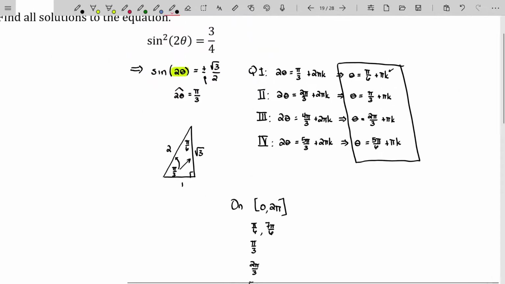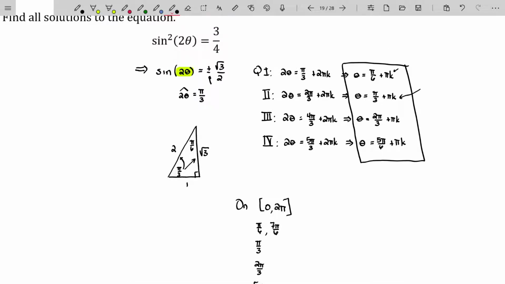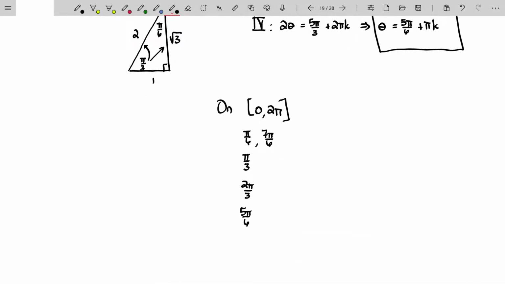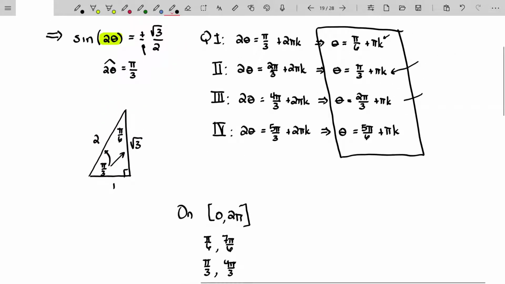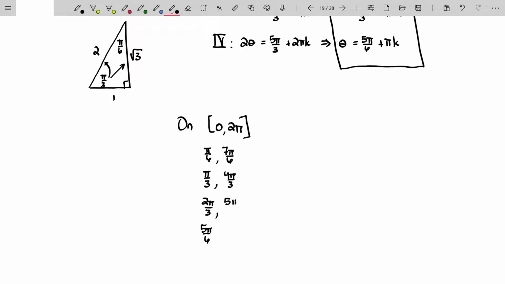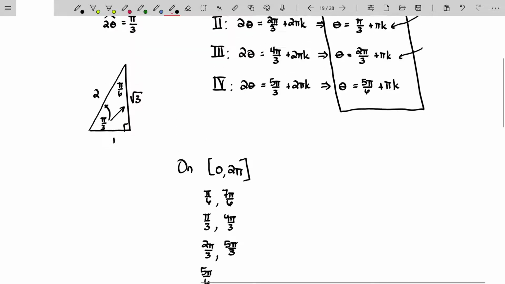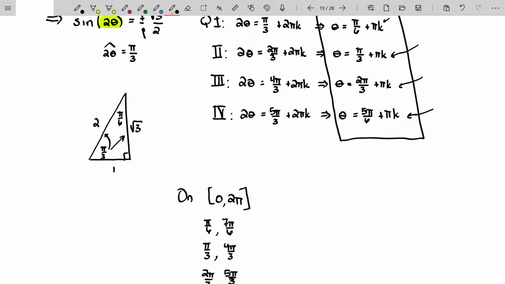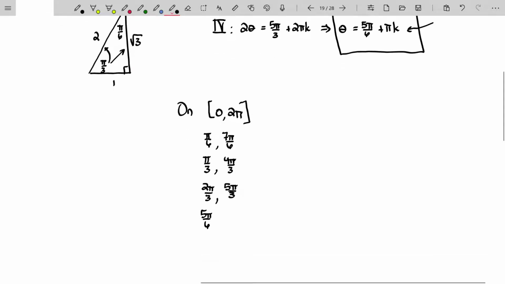If you went to the next equation and let k equal 1, you'd have pi over 3 plus pi, and that would be 4 pi over 3, which is not in that list, so I'd have 4 pi over 3. If you go to the next equation and let k equal 1, you'd have 2 pi over 3 plus pi, which is 5 pi over 3. And again, last equation, if you let k equal 1, you have 5 pi over 6 plus pi, which is 11 pi over 6, which is still within that interval.